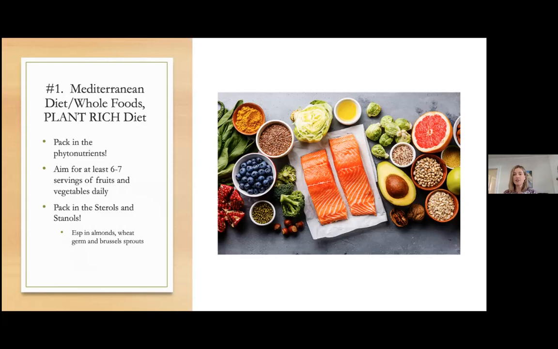What do plants do? Well, you can see all these beautiful colors, the purple and the red and the green. All of those are what we call phytochemicals or phytonutrients. These are antioxidants and phytonutrients. They provide color to the plants, they provide protection to the plants, and when we eat them, we get the protection as well.